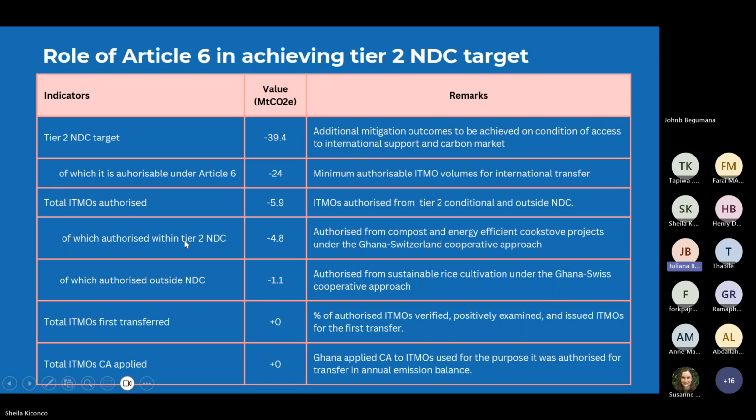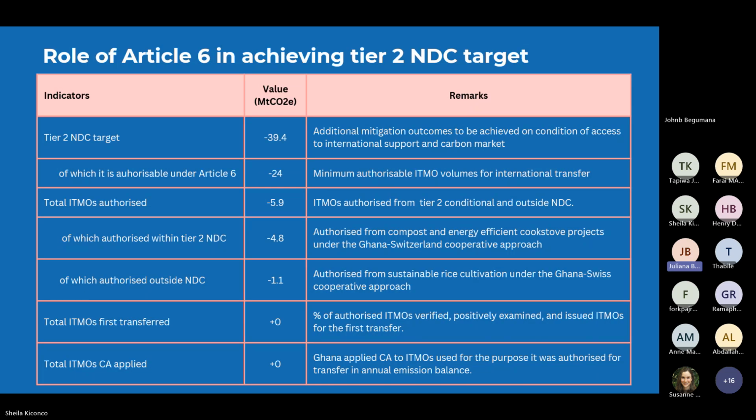Okay, and this is the role of Article 6 in achieving our conditional NDC target. So as I mentioned earlier on, we're looking at 39.4 million tons CO2 equivalent reduction by 2030. Currently, we have been able to authorize about 5.9 million tons CO2 equivalent. That is the authorization that we have done so far.